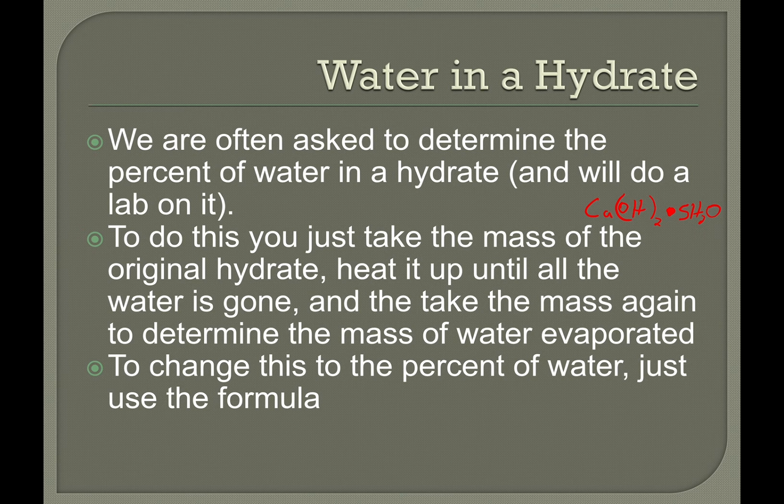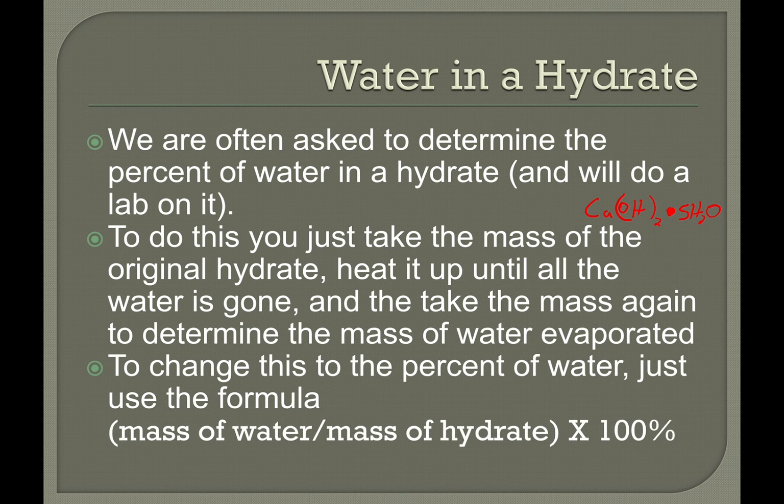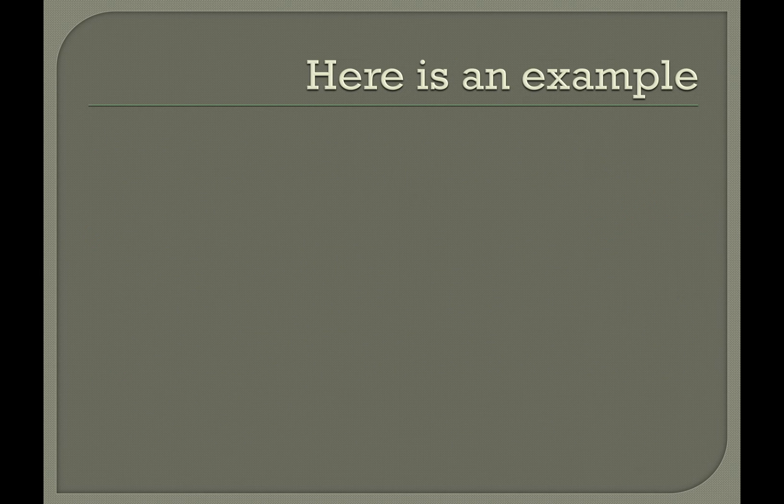And then we'll figure out the percent of water using pretty much the same idea: part over the whole, mass of the water over mass of the hydrate. The hydrate is the original crystal that had the water in it. The mass of water is the difference that was heated out between the hydrate and the anhydrate. We multiply that by 100 and we'll get a percent of water.